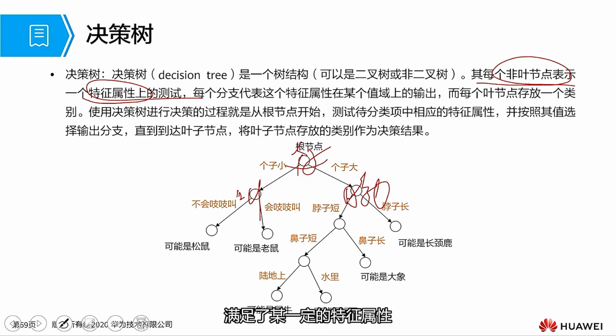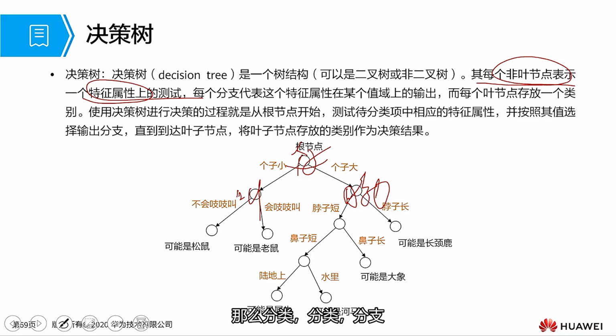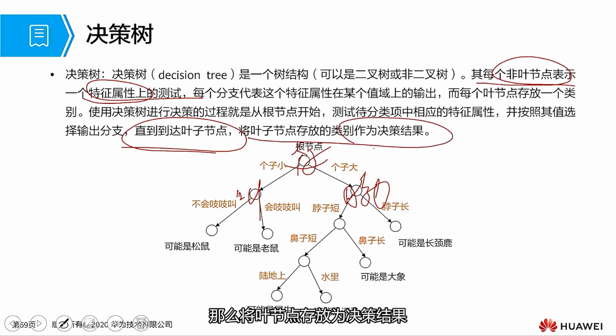So at this node, you are going to test this node to conduct classification, satisfying certain characteristic properties. You can start branching for him. Go to the next node for output. Here, I believe everyone has a rough idea about decision trees. So, classifying branch by branch until reaching the leaf node, and storing the leaf node as the decision result.